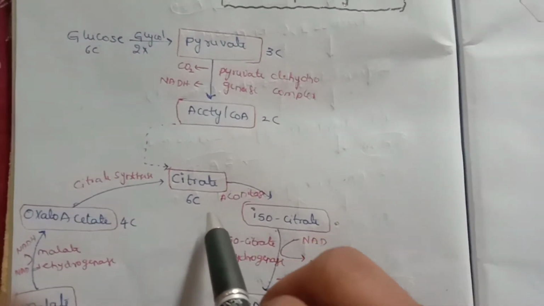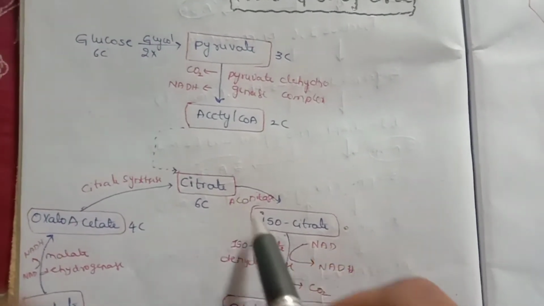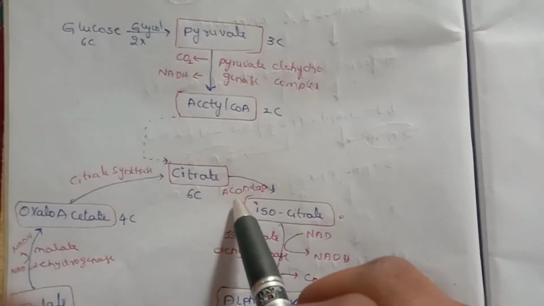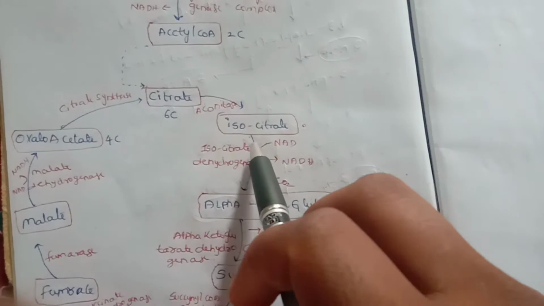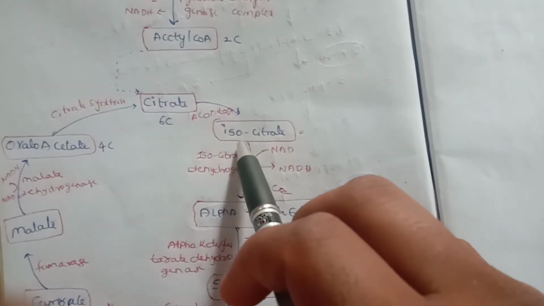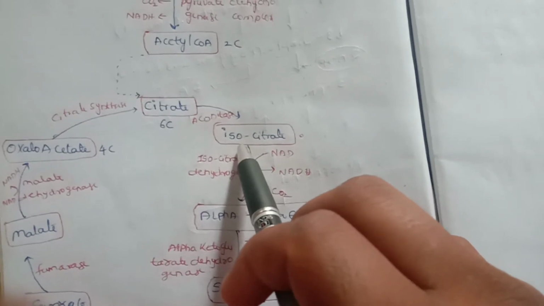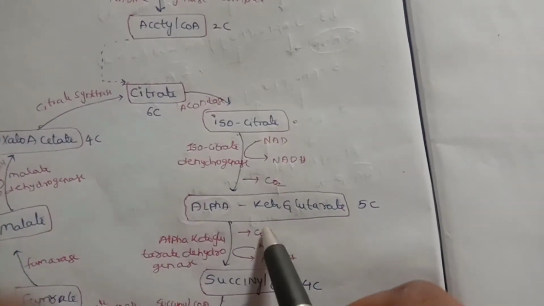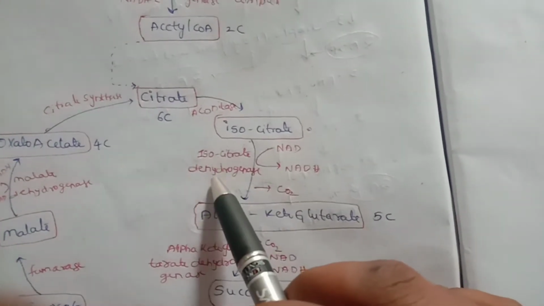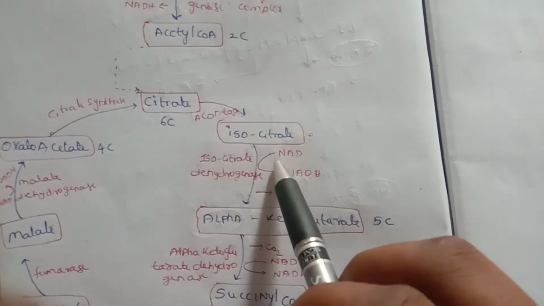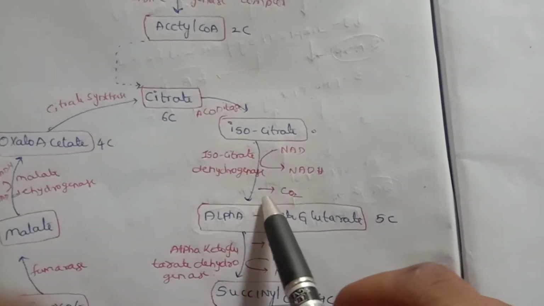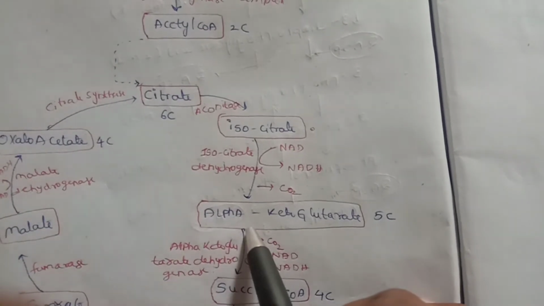Then the citrate is converted into isocitrate by the enzyme aconitase. The isocitrate is oxidized to form alpha ketoglutarate by the enzyme isocitrate dehydrogenase. The NAD is reduced to NADH and CO2 is released.